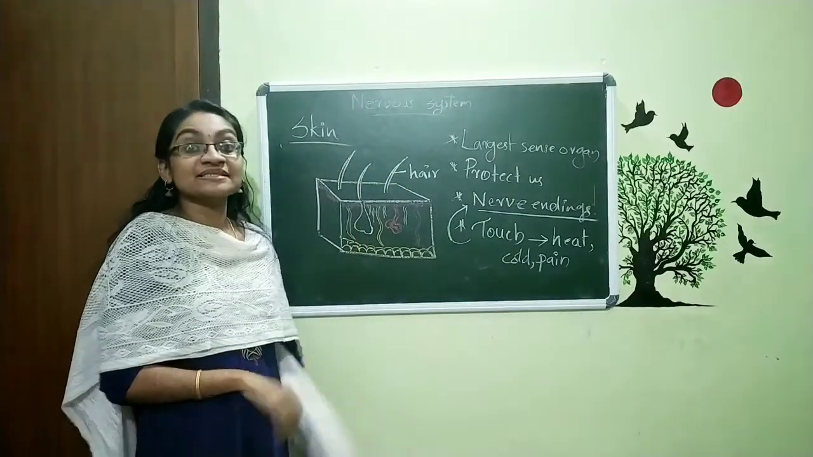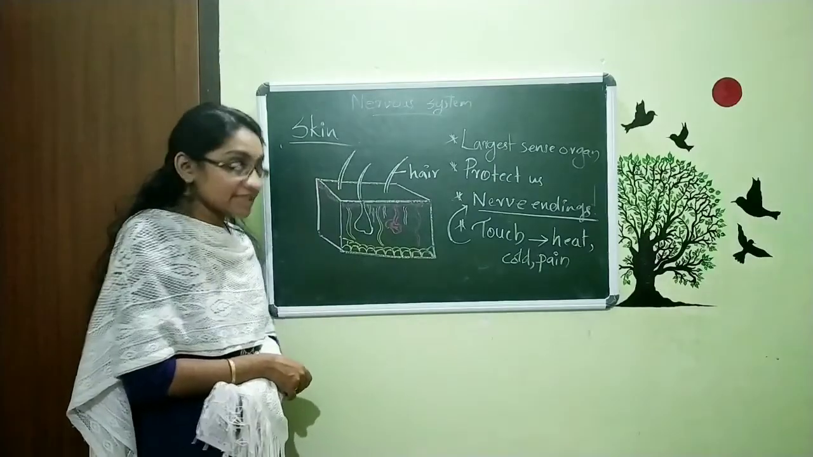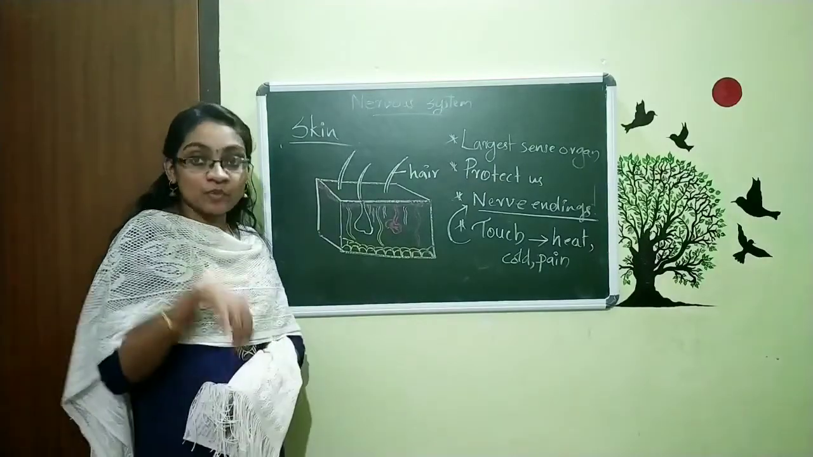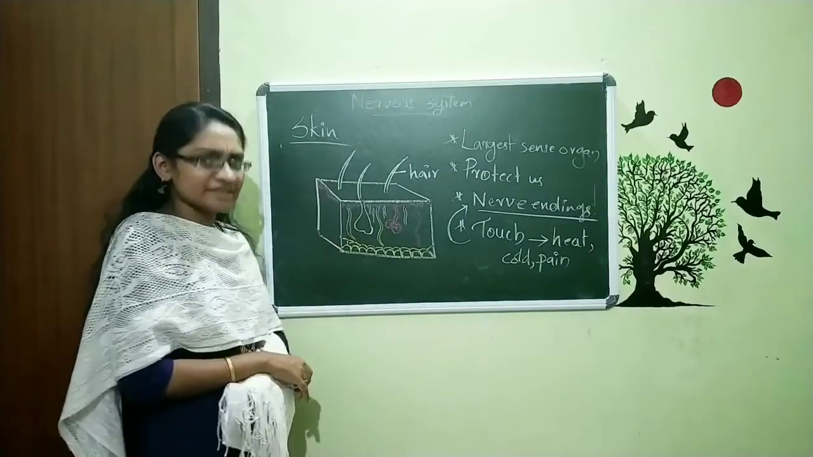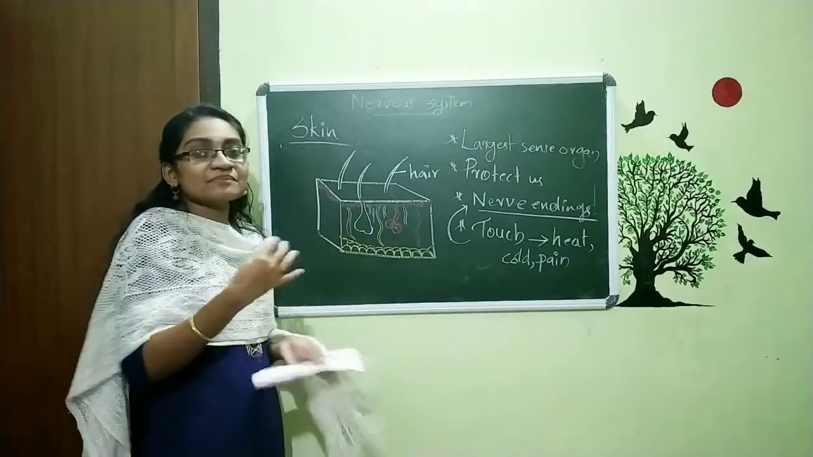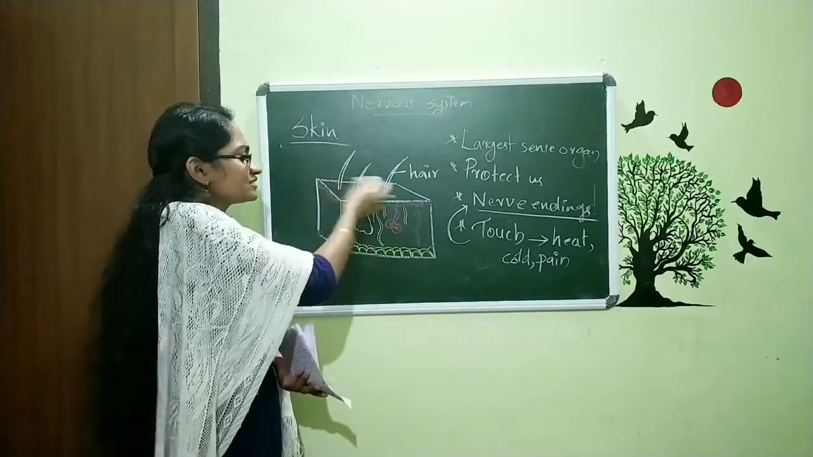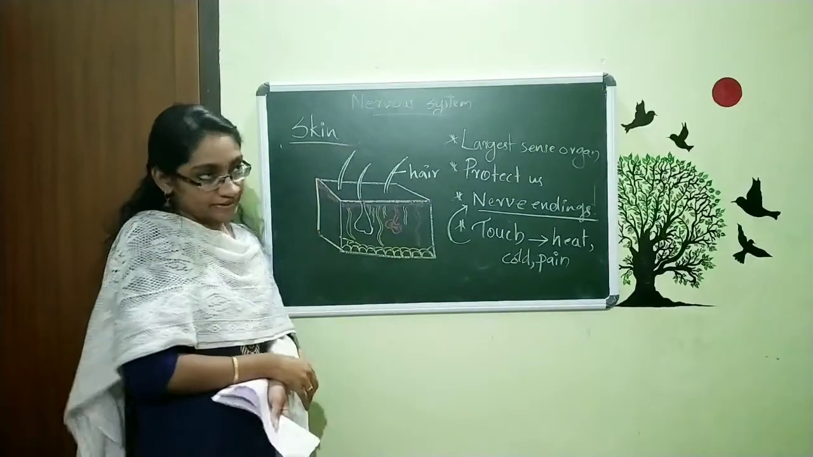The hair present in our body. Why is this hair present in our body? Actually, it is to protect our body from some sort of dirt, and it also helps us protect from some extreme weather conditions. That's why we have hair on our body.